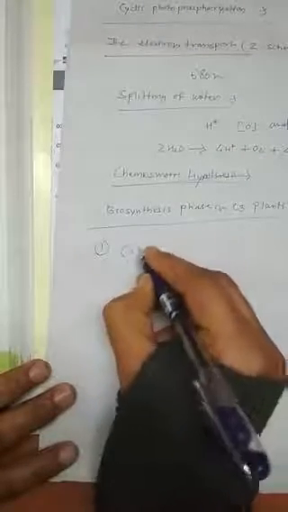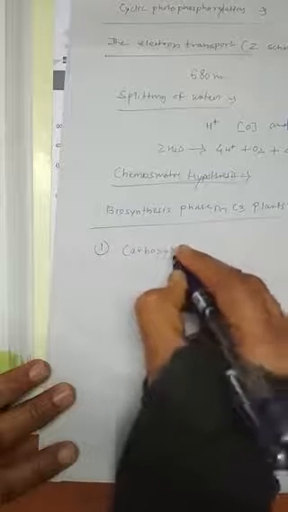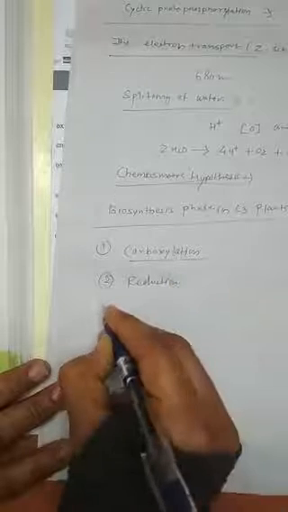Okay, you can write it properly. Number 1, carboxylation. Number 2, reduction. And number 3, regeneration.